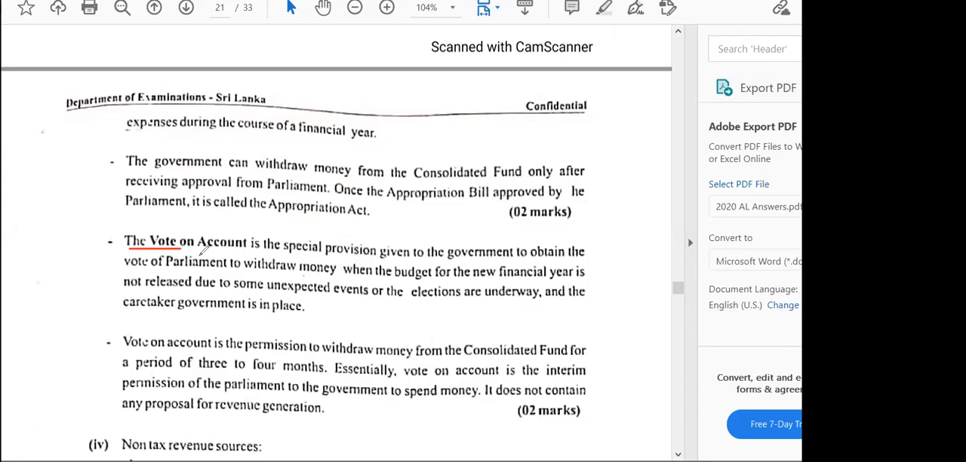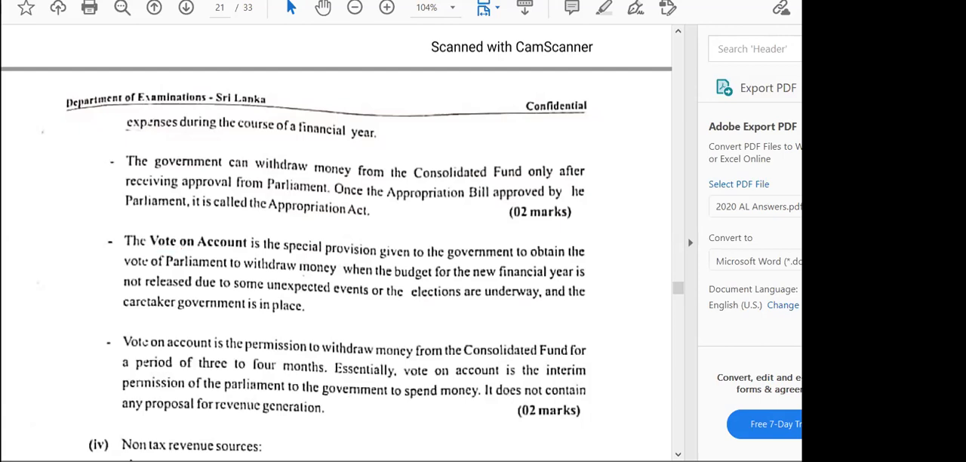Now, a vote on account does not talk about income and all of it, right? There is no income part of it. It's only talking about expenditure. And remember, vote on account and interim budget are different. Interim budget also speaks of the revenue side of it. But I don't think it will be a question this year because this is not a year that has an election and all of it. And also last year, it has been questioned. So the probability of it is less, but that does not mean you completely skip it.